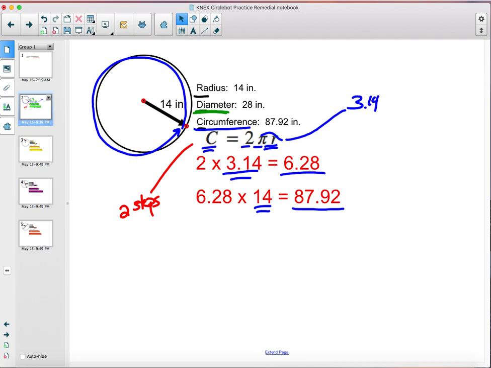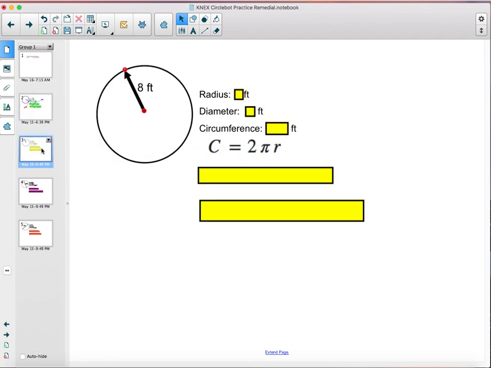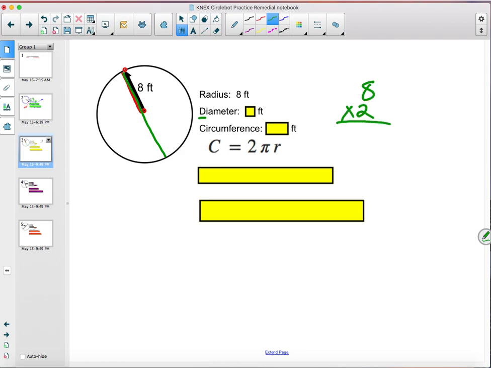All right, so let's move on. Let's take a look at another example. Here's another example of a circle. This time they ask, what is the radius? Well, we know that a radius is the line segment from the center to the outside edge, and it is marked clearly as 8 feet. Then they want to know what the diameter is. The diameter is twice the radius, so we take the radius of 8, multiply it by 2, and get 16. So our diameter in this case is 16 feet.